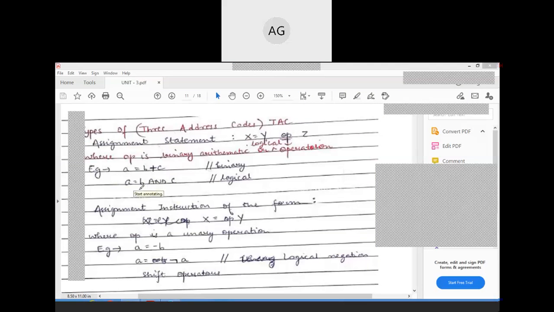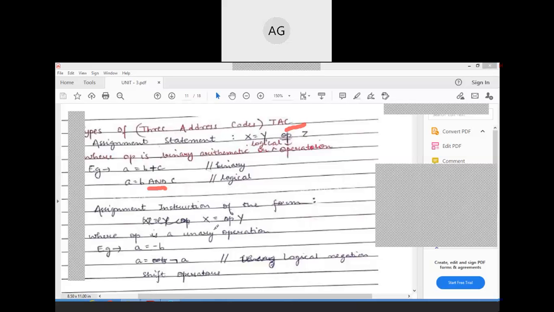So there are certain types of three address code and how we are going to represent them. First, there is the assignment statement. If the statement is of type x is equal to y op z, here we have the operator. For example, if we have a is equal to b plus c, here plus is a binary operator, and we can also have a is equal to b and c. So here we have the logical operator.